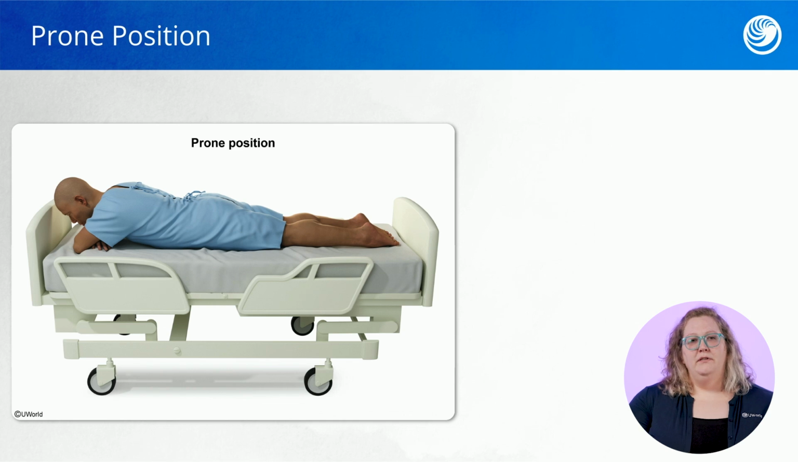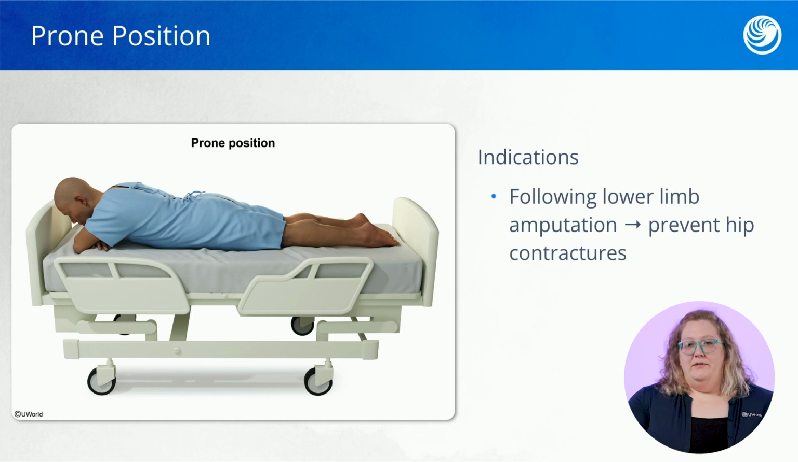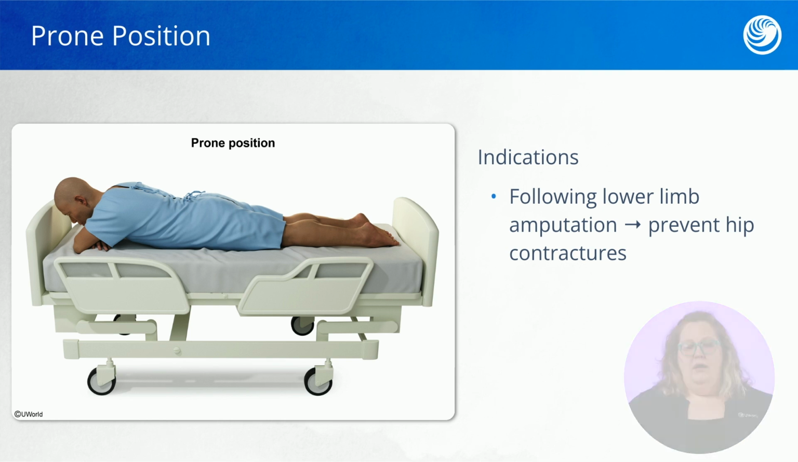The prone position, just the opposite of the supine position. The patient is turned over and they're on their abdomen. There's a few indications for this. You don't see this position very often, especially working in the general hospital area. But it is used after a lower limb amputation to prevent hip contractures. After the amputation, the hip wants to flex, but we place them in this position to help encourage the hip to remain in an extended position so you don't get a contracture.